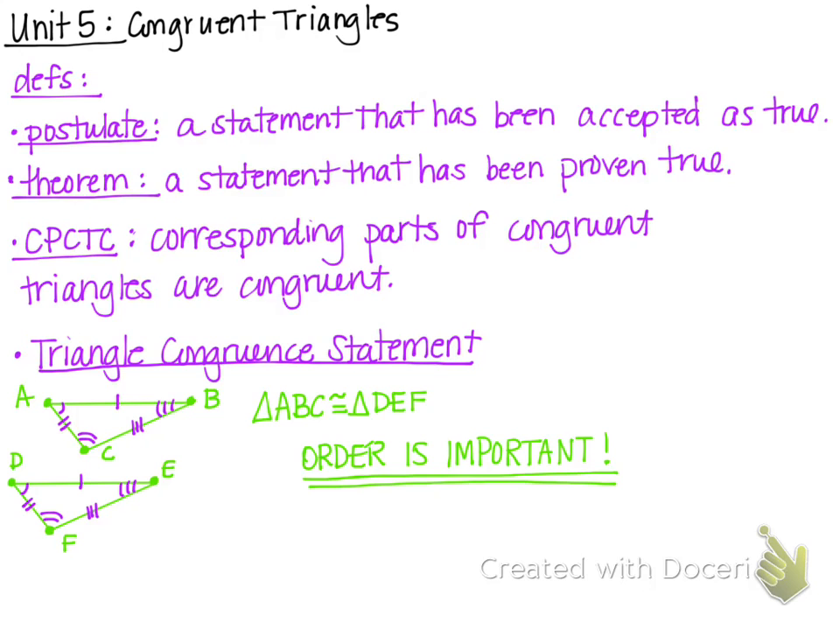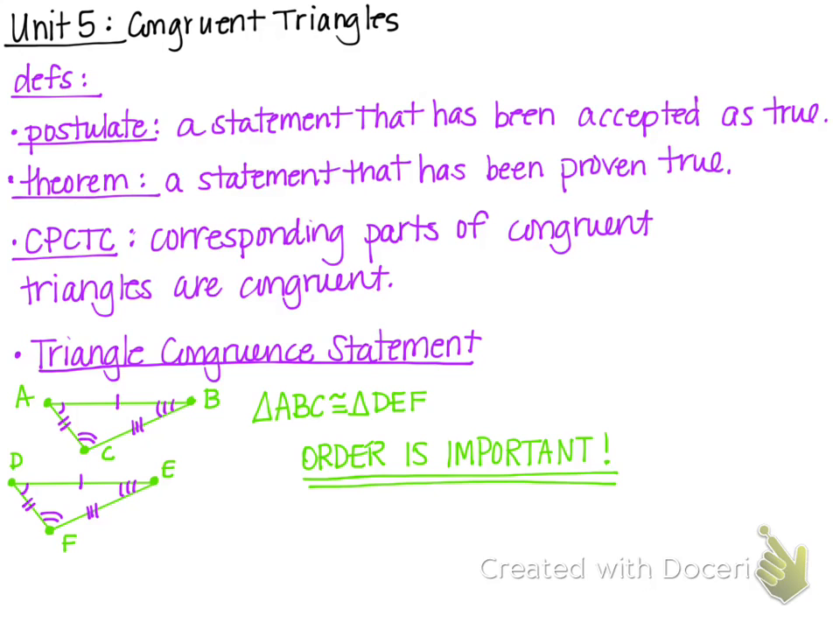We can't exactly prove why it's true, but we know that it's true based on induction, meaning that it just keeps happening over and over. Now, a theorem is a statement that has been proven true, and you've probably heard of the Pythagorean theorem. It's something that has been proven.